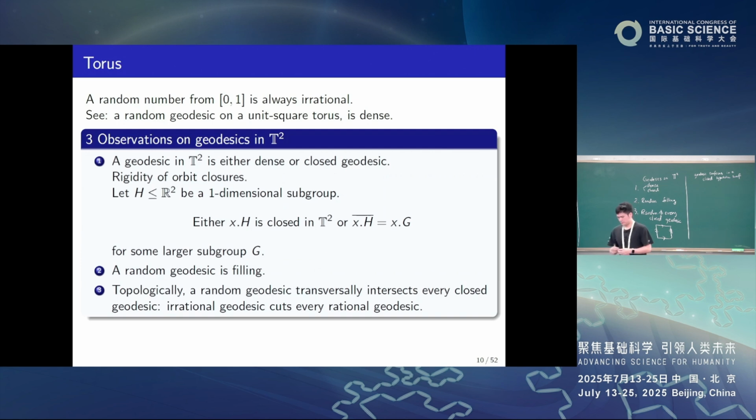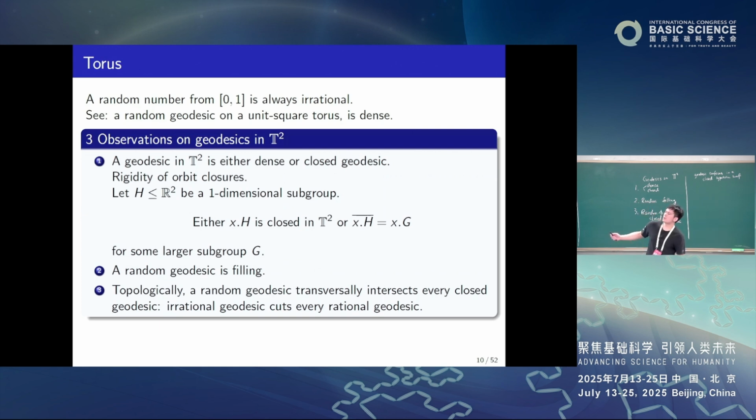Moreover, because my closed geodesics are represented by rational numbers, and my dense geodesics are those irrational numbers, they have different slopes, so they will transversally intersect. So a random geodesic on a torus will transversally intersect every closed geodesic on your surface.